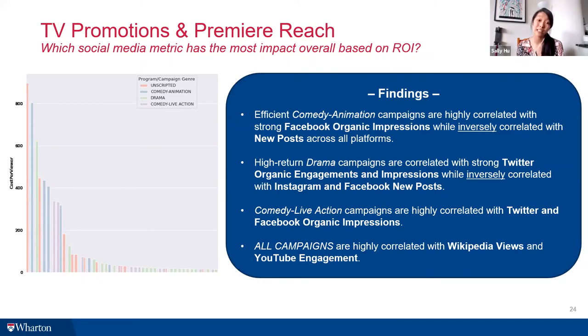Then we also found comedy live action campaigns are highly correlated with Twitter and Facebook organic impressions. And across all campaigns, we found that they were all highly correlated with Wikipedia views and YouTube engagement. Those are two additional platforms that Fox could potentially use to predict how a show is doing or better analyze how it's going.